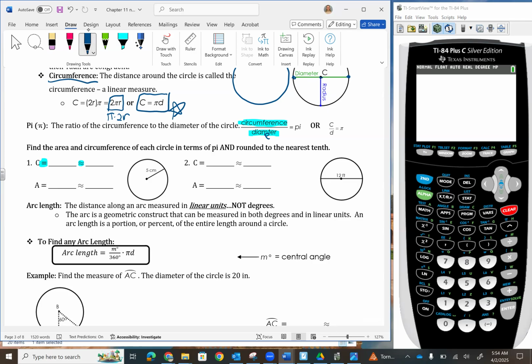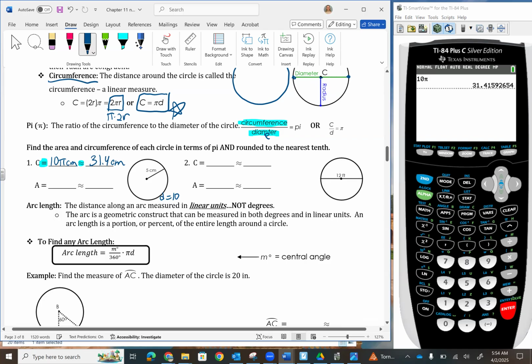So the circumference equals pi d. If the radius is 5, then the diameter equals 10. So we're going to do 10 pi, and we're going to label it centimeters. And if you take your calculator and do 10 times pi, you're going to get 31, and it says round to the tenth, so that's 1 decimal place. So it'd be 31.4, and that's also centimeters. The area is equal to pi r squared.